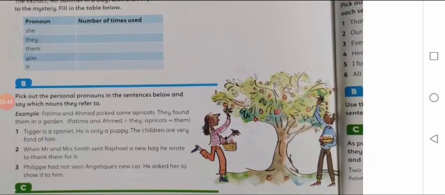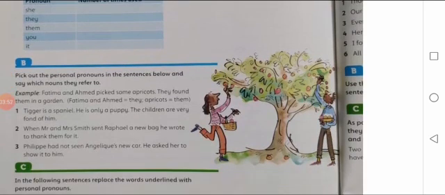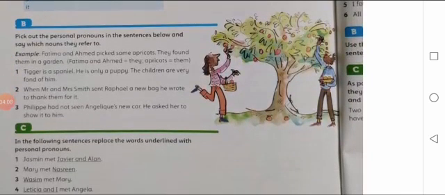Come on, B part. B part is: pick out the personal pronouns in the sentences below and say which nouns they refer to. An example is given. Fatima and Ahmad picked some apricots. They found them in a garden. So what we are going to do is look for personal pronouns, read them in sentences, and find which nouns they refer to. For example, Fatima and Ahmad are nouns and they refers to Fatima and Ahmad. Then them is used for apricots. In the same way we will do the next one.